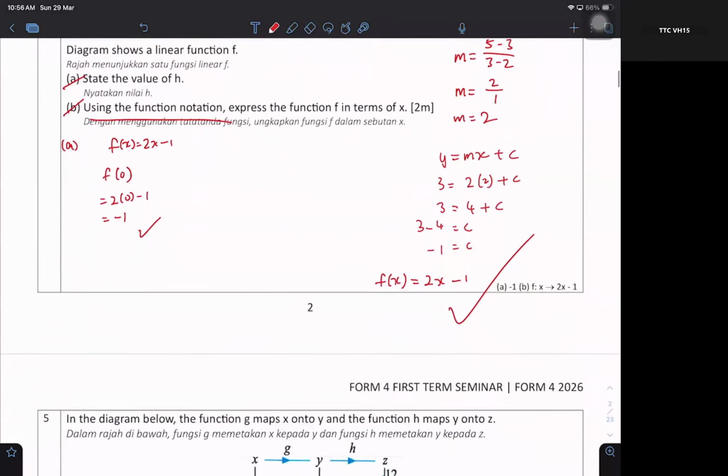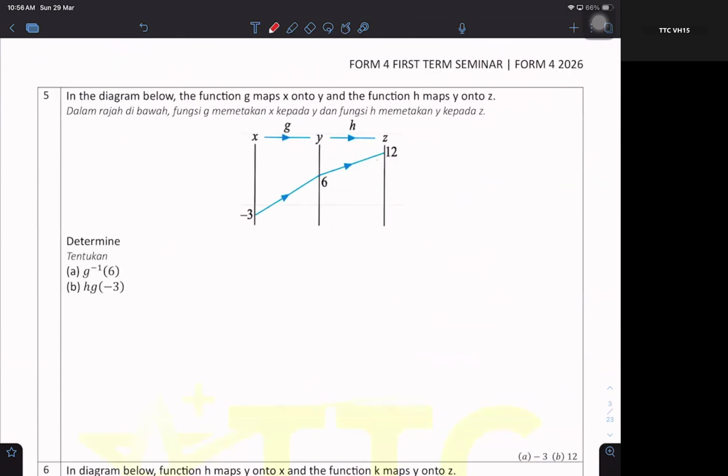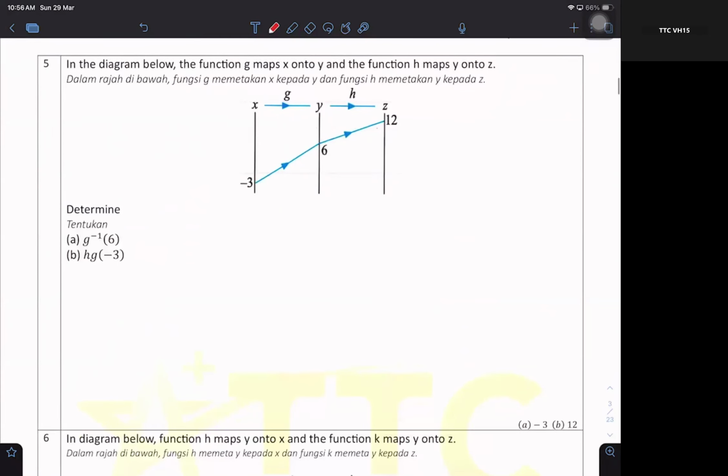Okay, continue. Finally, we have something more common. Okay, now we quickly go through. Now, the function g maps x into y, the function h maps y into z.